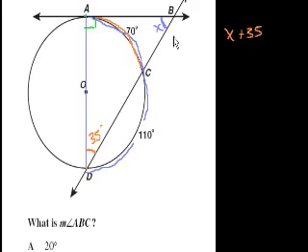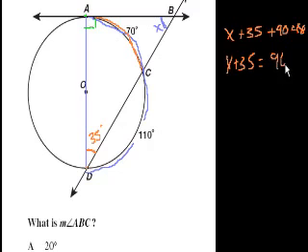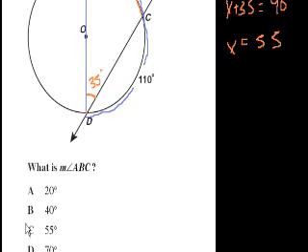Now we can figure out x, because x plus 35 plus 90 is equal to 180. So you get x plus 35 is equal to 90. x is equal to 90 minus 35, which is 55, which is choice C.